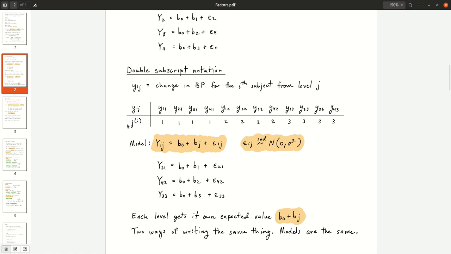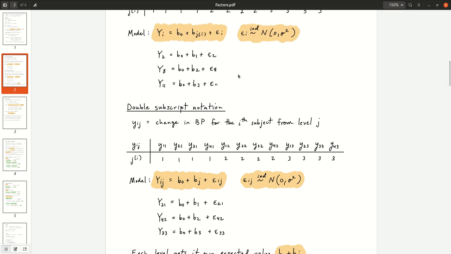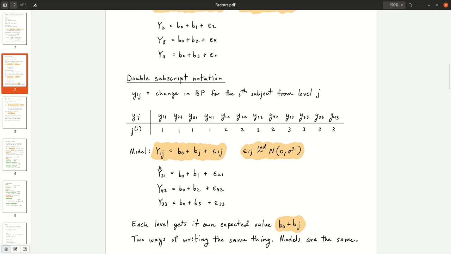Now this doesn't change, but I've listed it out here just so that you can see the similarities between these two. And then the model formulation is in some ways a little bit simpler. Capital Y_ij is the model for lowercase y_ij, and this is just B0 plus B sub J plus epsilon ij. And then, so again, to try to understand the notation, let's just pick out some of the observations and write down the model for them.